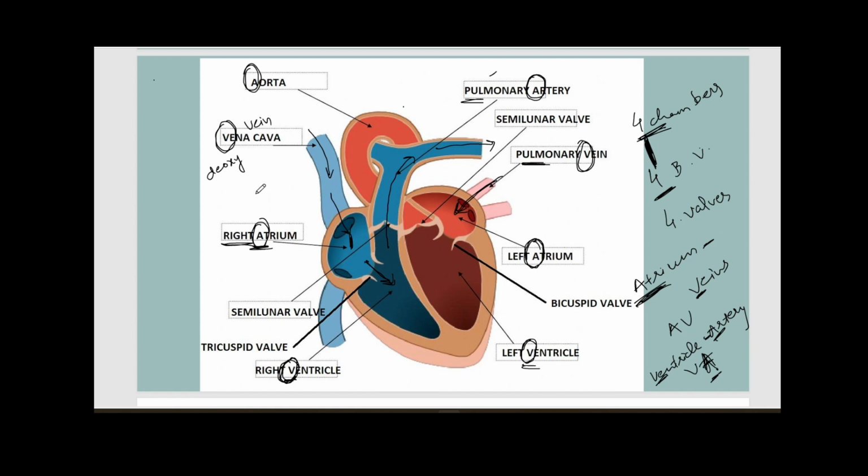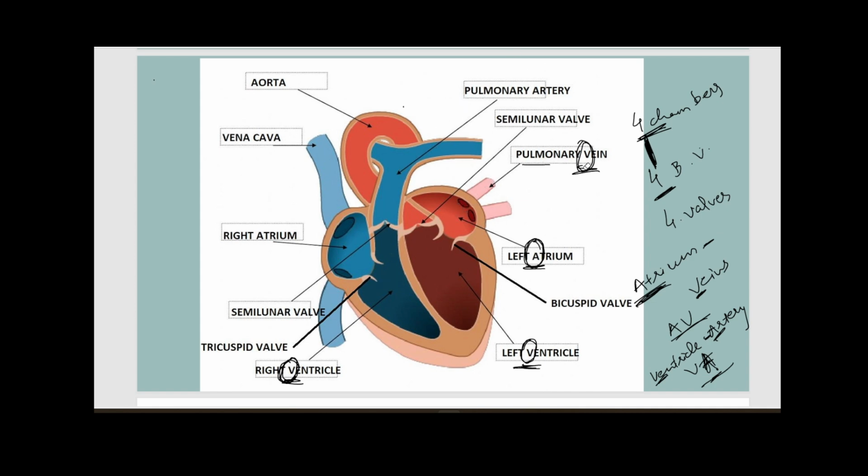So right atrium connected to vena cava, right ventricle connected to pulmonary artery, left atrium connected to pulmonary vein, left ventricle connected to aorta. Okay, so A, V, V, A. That is about the blood vessels and the connecting chambers.